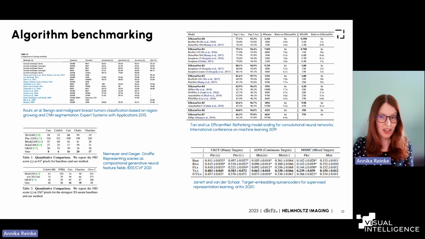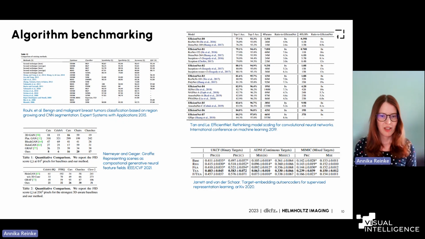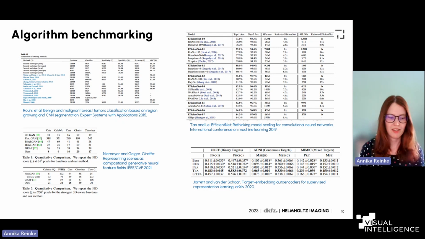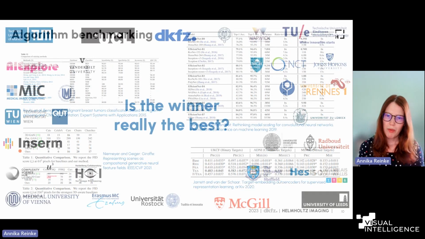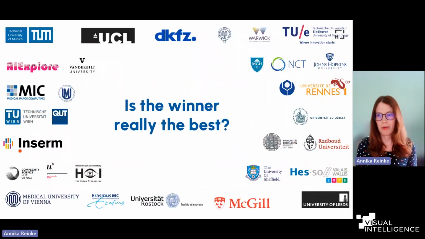So everything that I'm talking about also is for the very specific algorithm benchmarking of your own specific method. So going back to the importance of challenges or fair comparisons, we wanted to know whether the winner of such a challenge is really the best algorithm, because this is what it's all about, and we would assume that the quality is very high of these challenges.